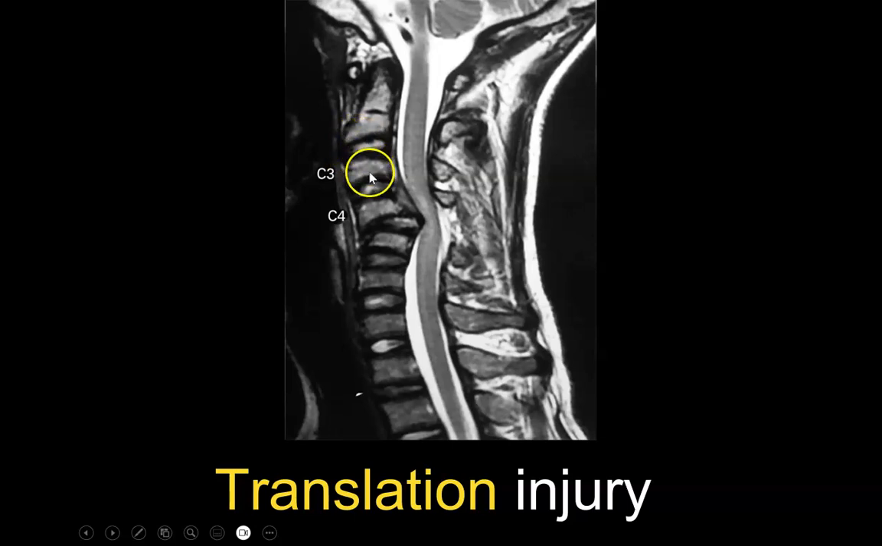TLICS, we talk about the bone, we talk about the disco-ligamentous complex, and we talk about the neurological status of the patient. AO classification, we talk about the bone, A, we talk about the tension band or ligaments, B, we talk about the translation, C, we talk about the F, which is the facet, and we talk about the modifiers.